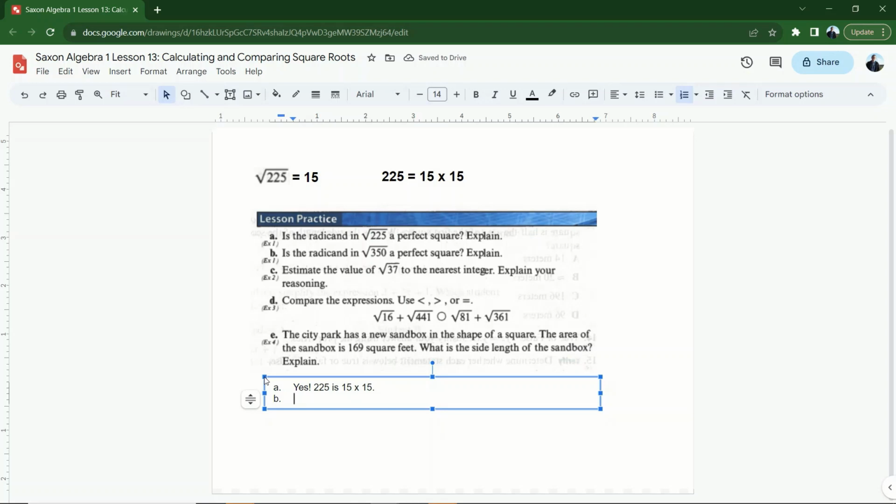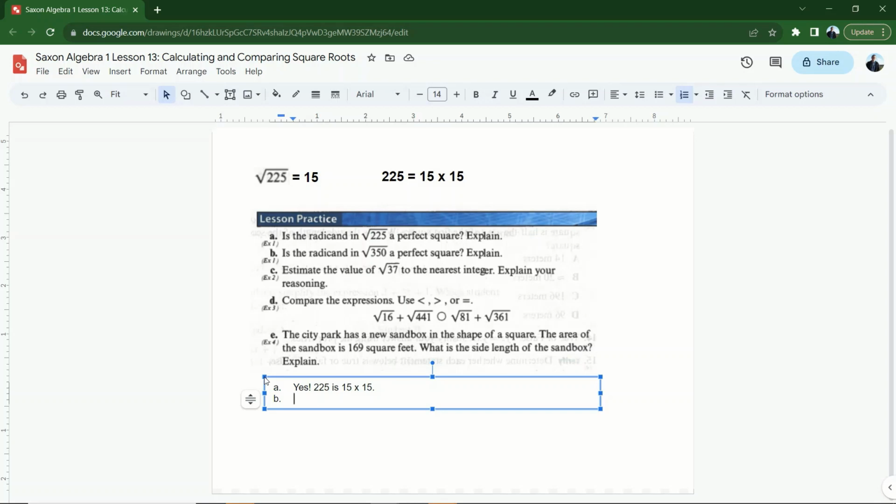Is the radicand in the square root of 350 a perfect square? Well, let's think about that for a second. 350 ends in 0, so could it possibly be a perfect square? Yes, it could be, but if it's just some number, it's most likely not. Let me just try a few numbers in a calculator here. So we know that 15 times 15 is 225. I'm going to go bigger than that. What's 16 times 16?